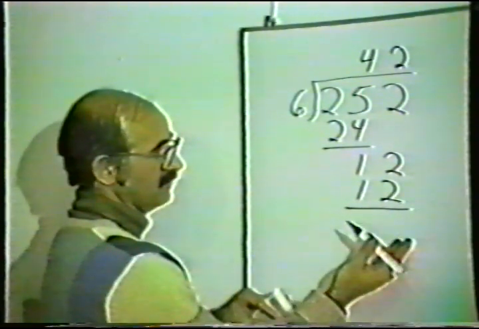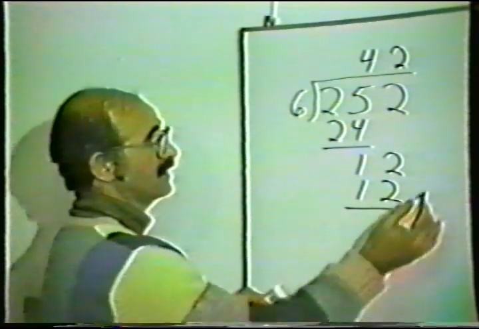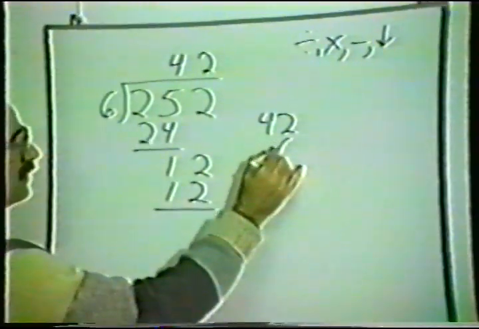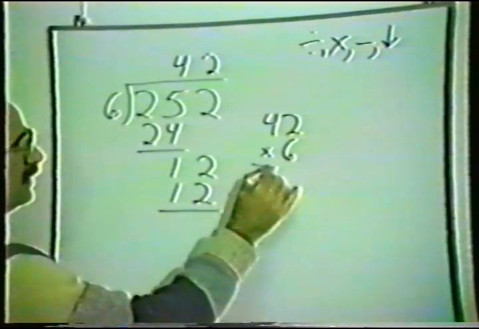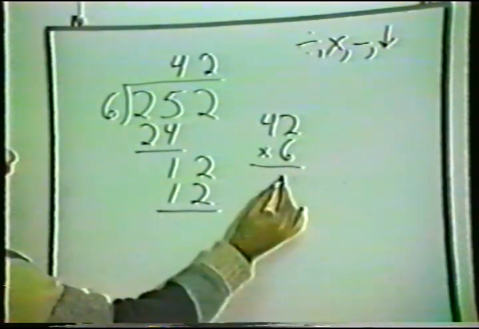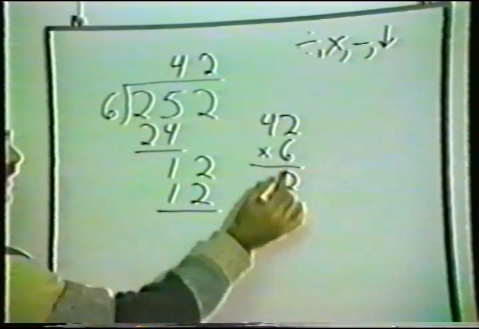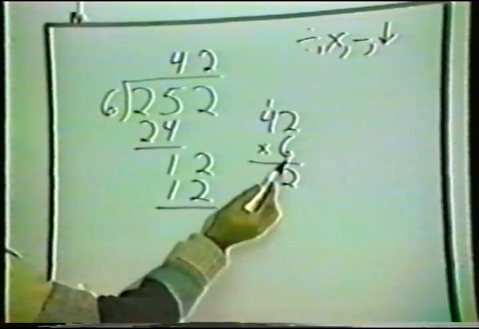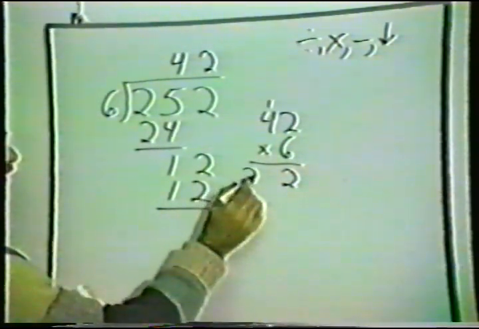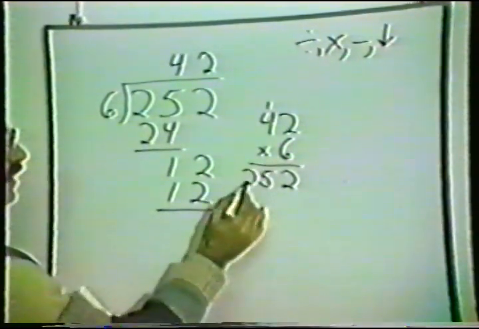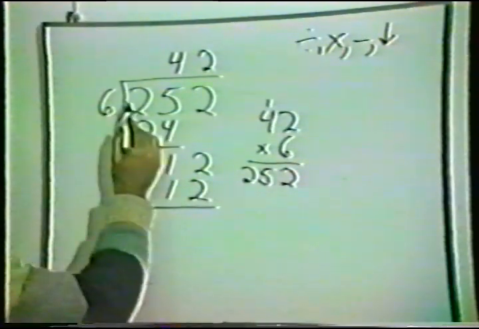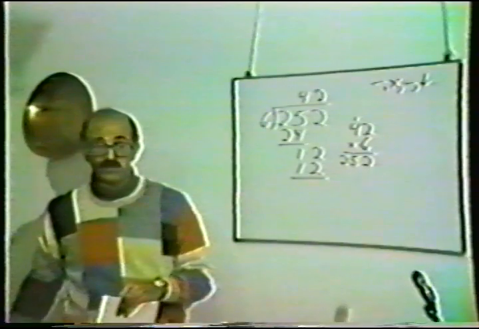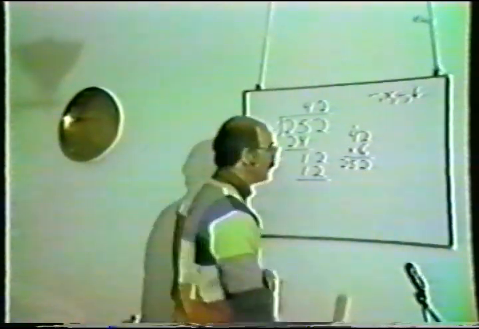Subtract, get 0. The answer is exactly 42. And if we did the check, we would see that 2 times 6 is 12, carry the 1. 4 times 6 is 24, plus 1 is 25. 252, 252.